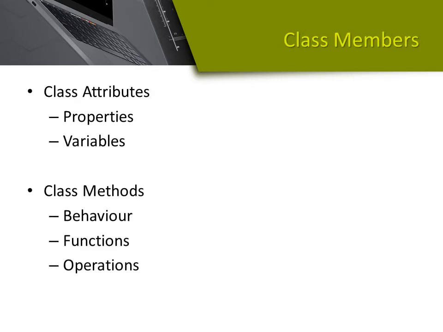So every class has a set of attributes and a set of methods. Attributes are other names used for variables and properties. So variables, properties and attributes, all these mean the same. Similarly, functions, behavior, operations, methods, all these mean the same.